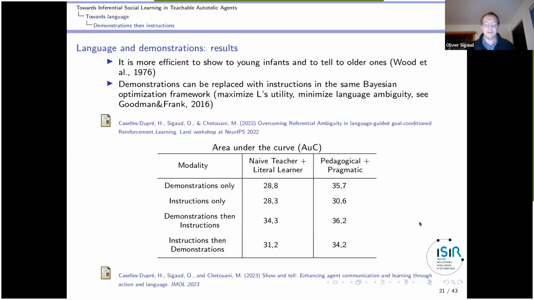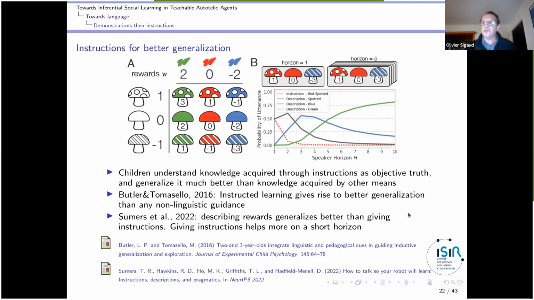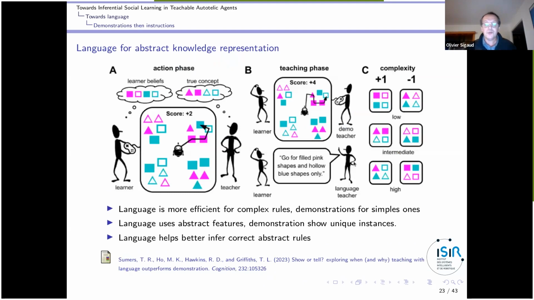Okay, I also wanted to point out the fact that we are not the only ones to start to investigate the relationship between sensorimotor demonstrations and language. Again, I don't want to spend too much time, so I will just point to that particular work. What is interesting is that they show that language is more efficient when the game that the learner should solve has more complex rules.